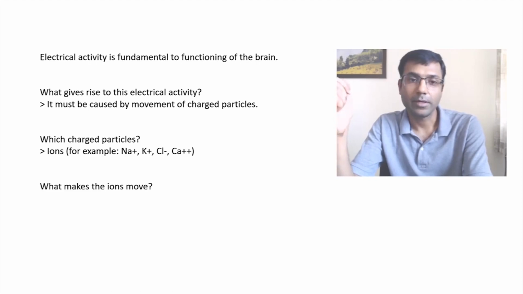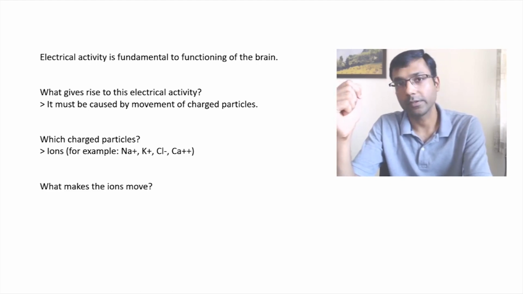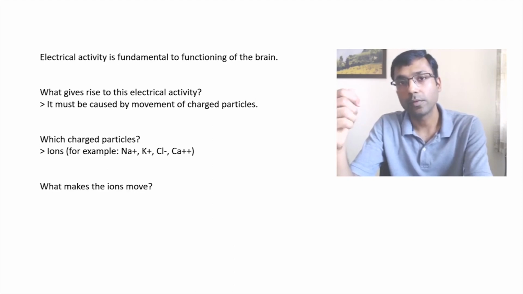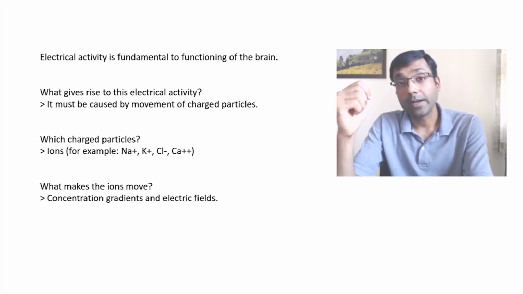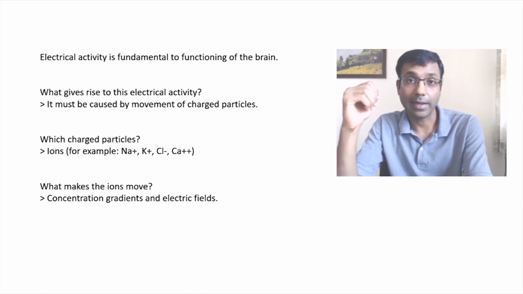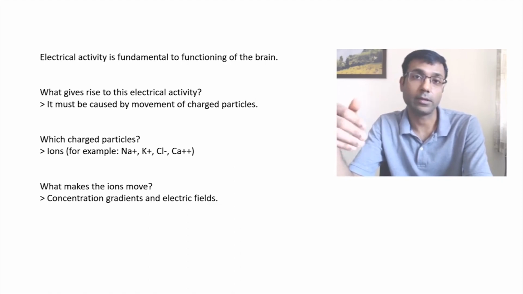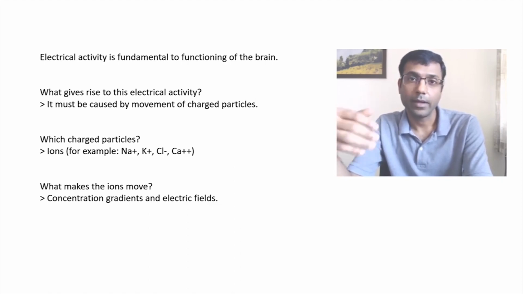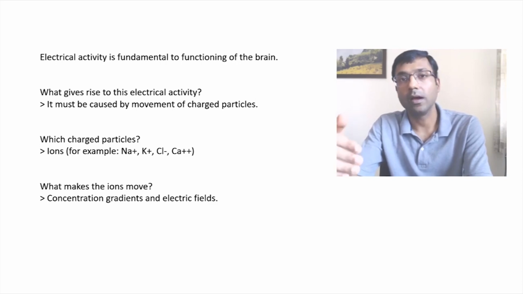Okay, so now let me tell you the answer. What is the driving force, or what makes the ions move? So there are actually two driving forces, in fact. The first one is the electrical gradient, and the second one is the concentration gradient. And now we will see how these gradients are generated and then how they result in the electricity in the brain.